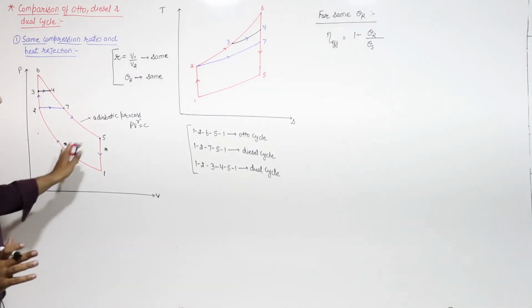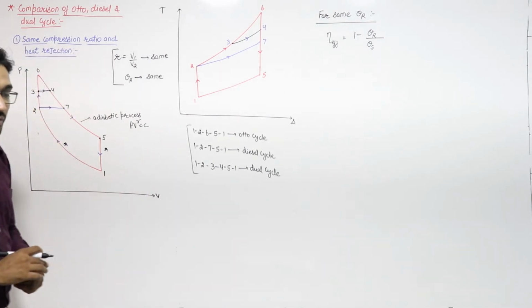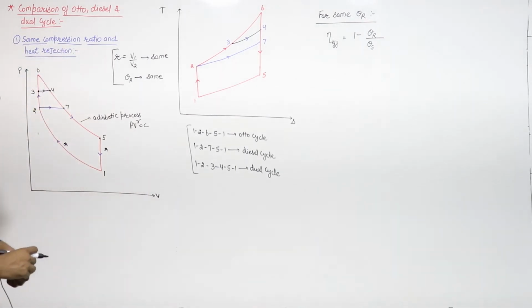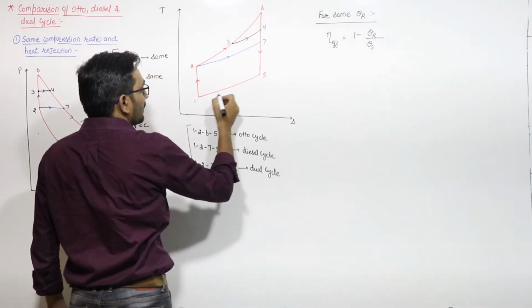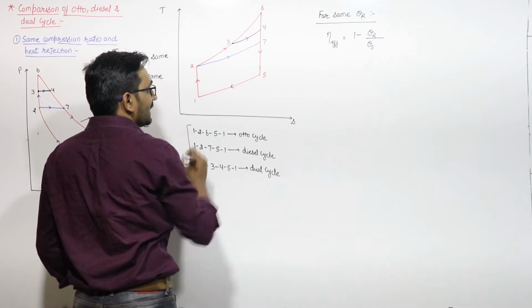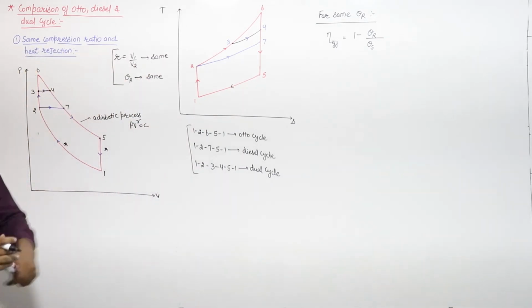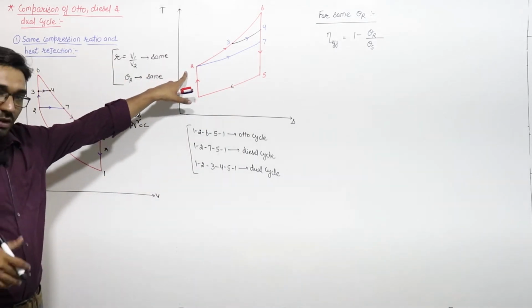Now if we show these 3 cycles in the TS diagram, suppose this 1, 2, 6, 5, 1 is your Otto cycle. Now this 1 to 2 is same for all the 3 cycles.